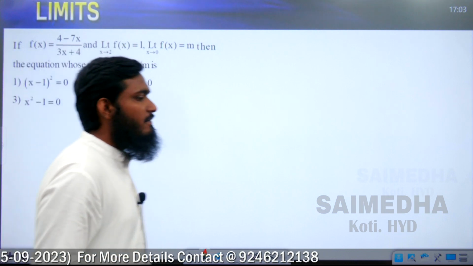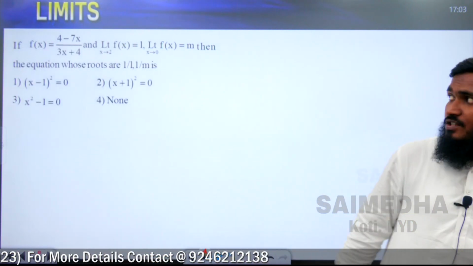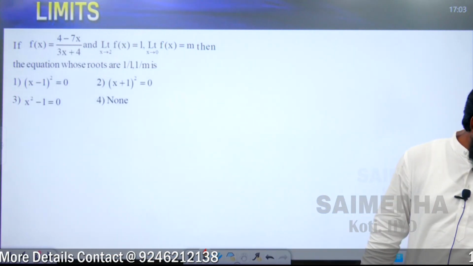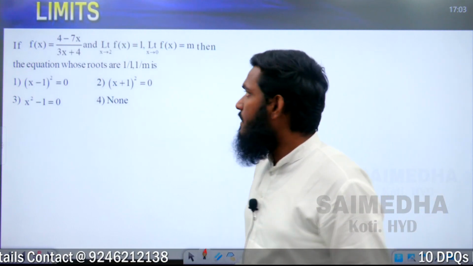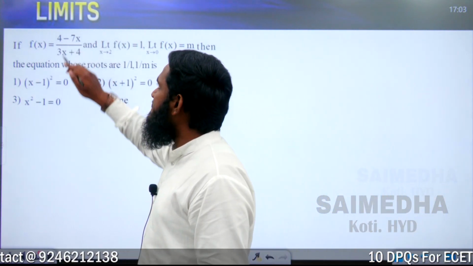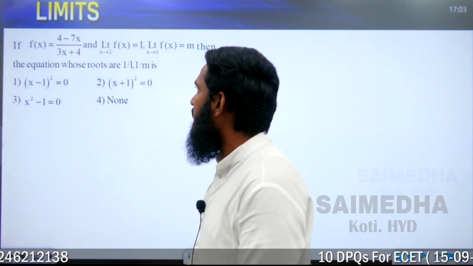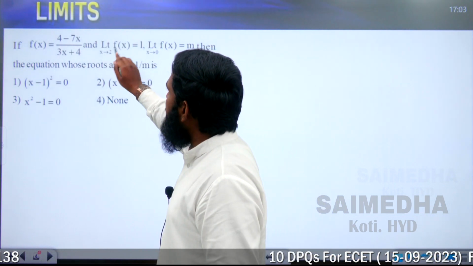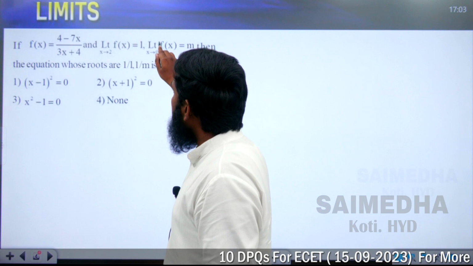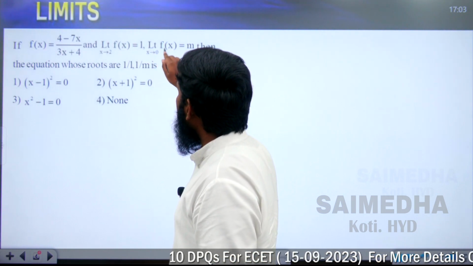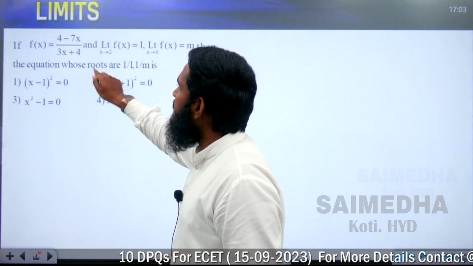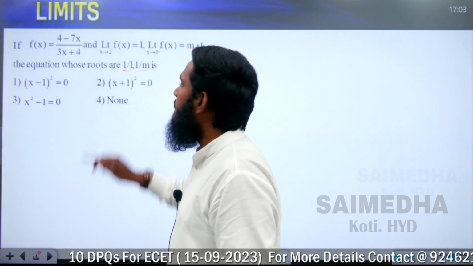Now the next question we are having. If we are having two functions, one function but the conditions are different. If f of x is equal to (4 minus 7x) divided by (3x plus 4). One condition is limit x tends to 2, f of x is equal to L. The second is limit x tends to 0, f of x is equal to m. Then find the equation whose roots are 1 by L, 1 by m.